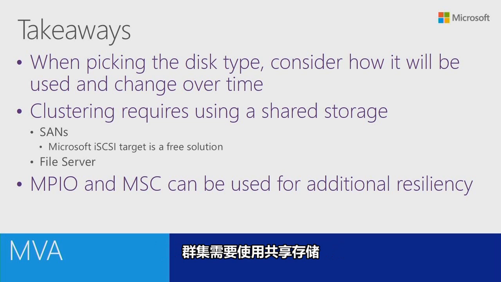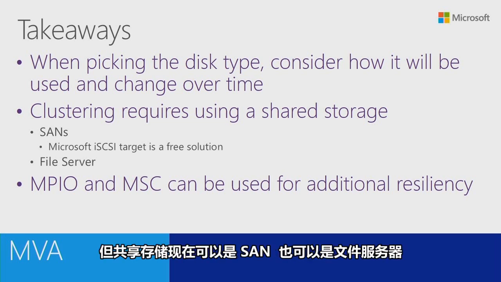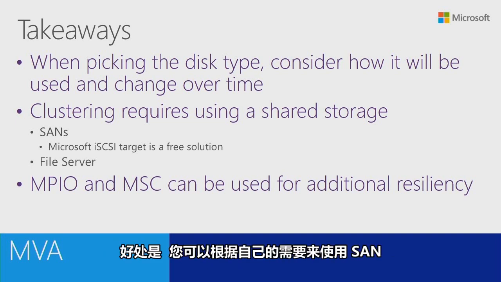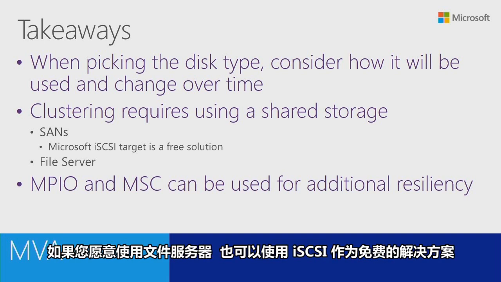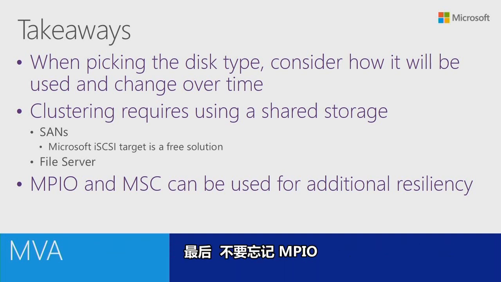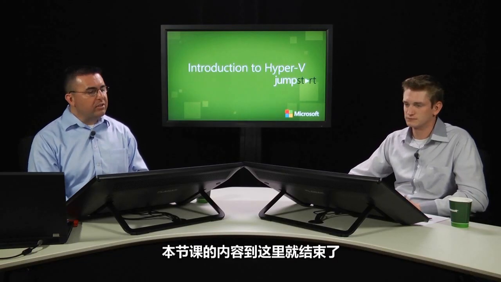Clustering requires the use of shared storage, but it can now be a SAN or it can be a file server. That's a big change. What's nice about that is it gives you the ability to use a SAN if you'd like. You can also use the iSCSI target as a free solution, or use the file server if you'd like. And then finally, don't forget about MPIO, which can be used for additional resiliency. It can be used host side, and it can also be used guest side. So that's it for this session.